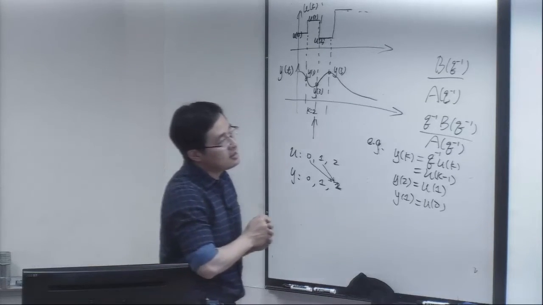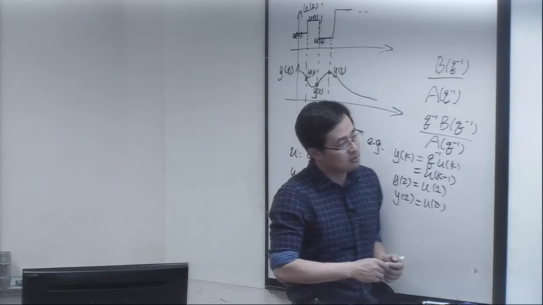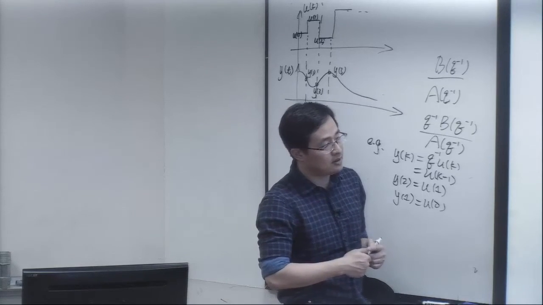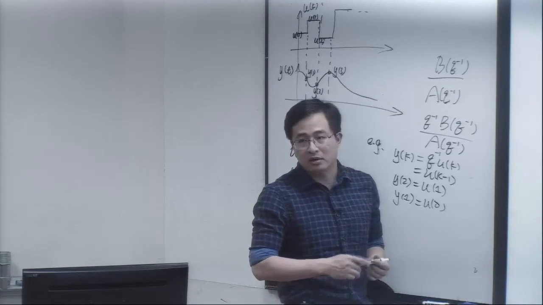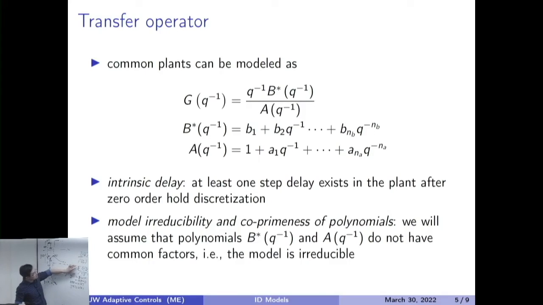And another thing that is also very trivial to understand is we will assume that in the model there are no common terms in the numerator and denominator. There are no pole-zero cancellations in these kinds of definitions. So we will assume that the model is irreducible. We cannot reduce it further.